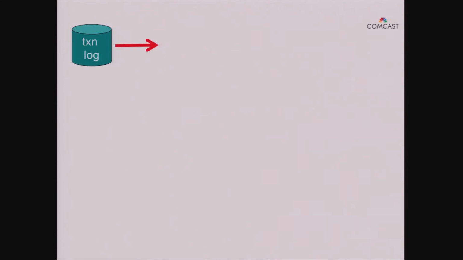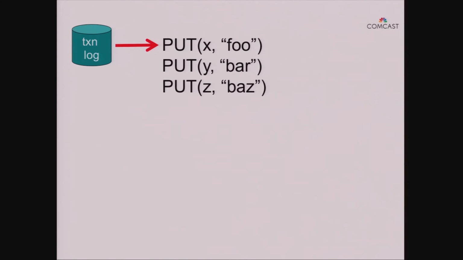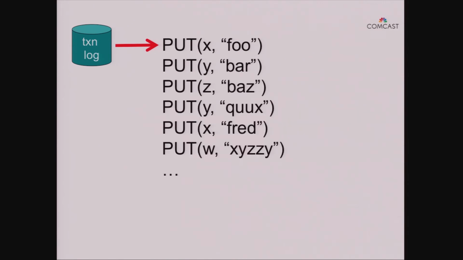So what's in the transaction log? The transaction log is just a collection of updates. It has things that say, hey, assign this value to key X. That's what a put looks like, and deletes are similar. And so it's going to accumulate these updates over time as they come in.